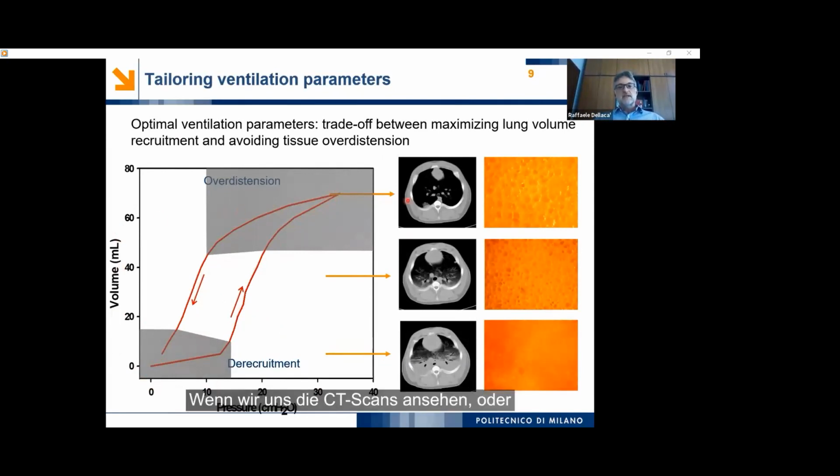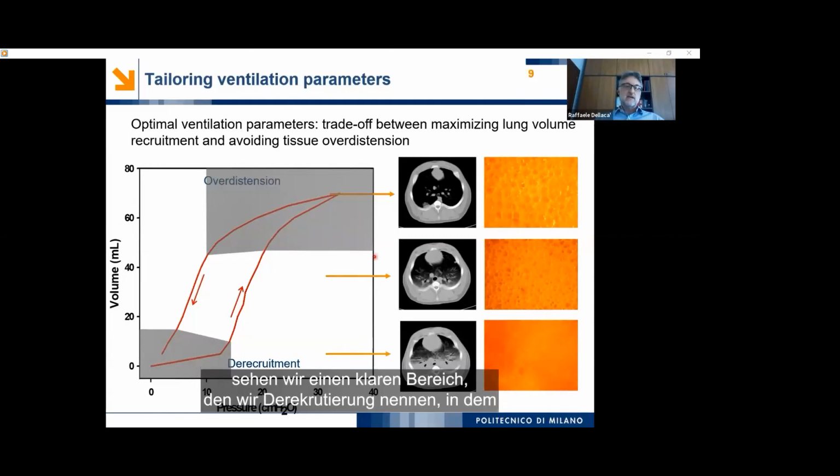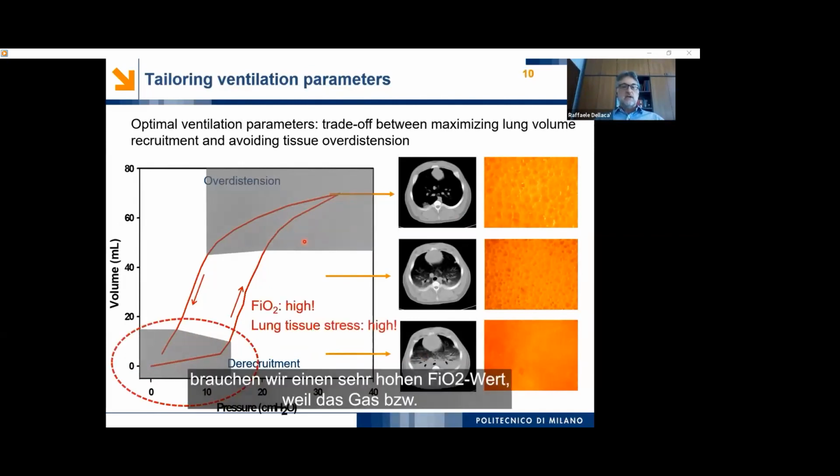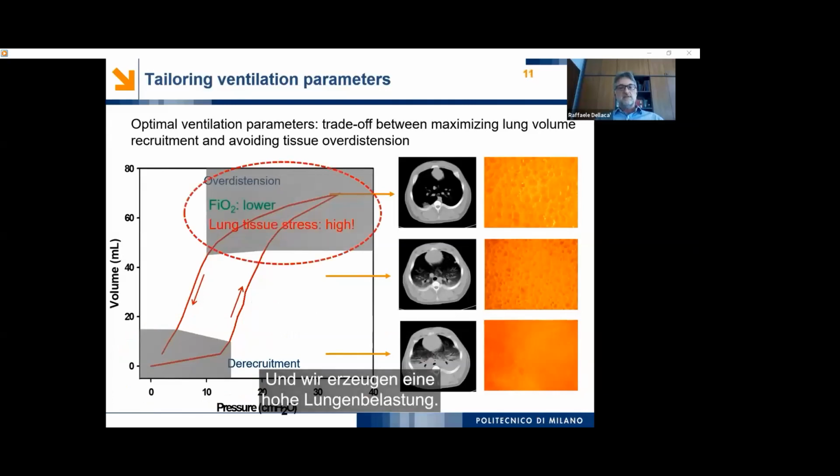If we look at the CT scans, or at these microphotographs of the alveolar structure, we can see that there is a clear region that we call the recruitment region, in which we have a very small baby lung. If we try to ventilate the lung in this region, we require very high FiO2 because we have a smaller lung surface that is exposed to gas, to the ventilation, and we are providing a high degree of lung stress.